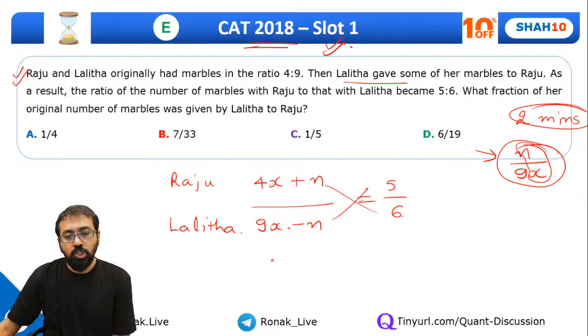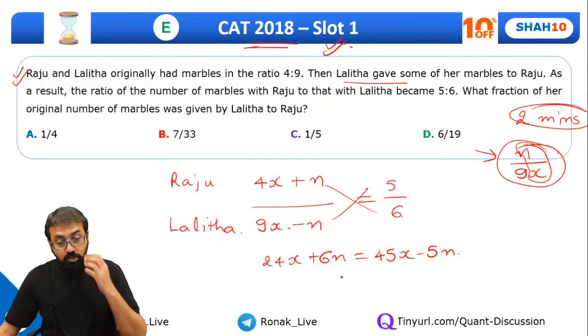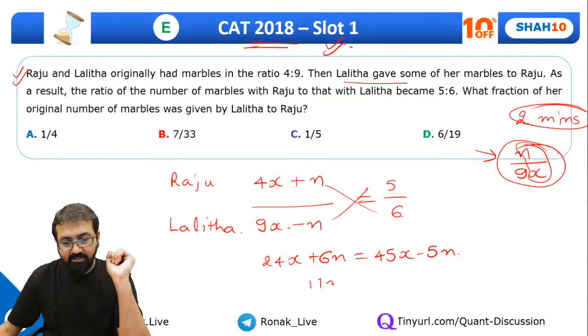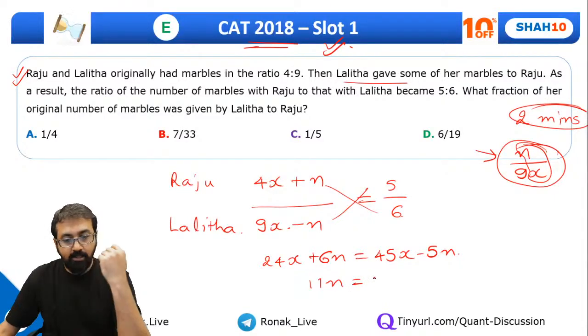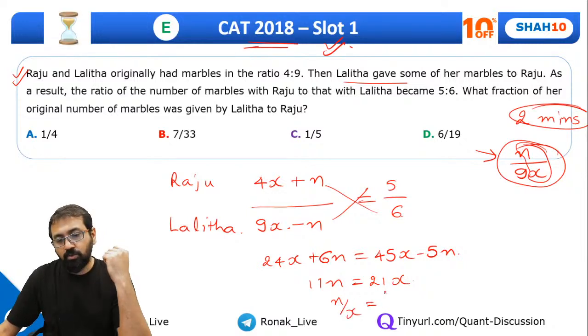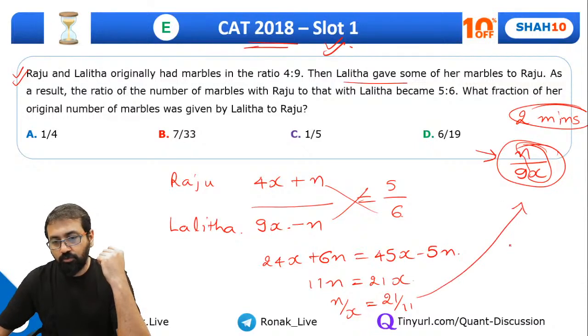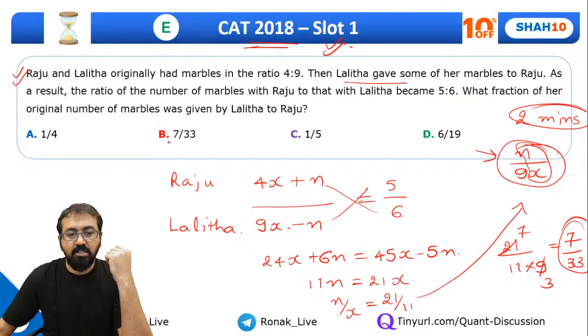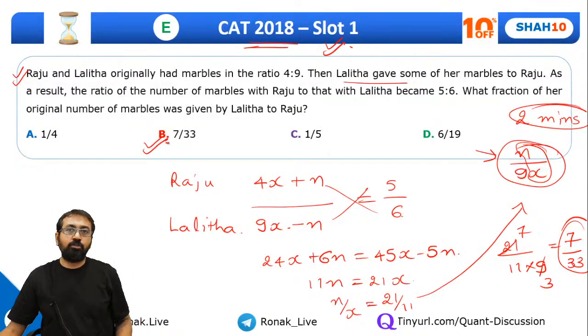So cross multiply. So what will you get? 24x plus 6n equal to 45x minus 5n. Right? So if we just solve this, we will get 11n is equal to 21x, or I can say n by x is equal to 21 by 11. So just plug in that value over here. So we'll get 21 by 11 into 9. So this is 7, this is 3. So that means this will come out to be 7 by 33. This is the fraction that was given by Lalita to Raju.